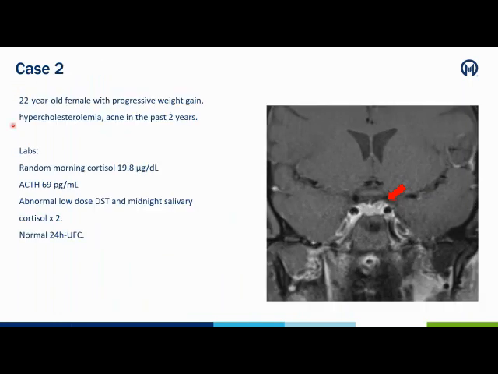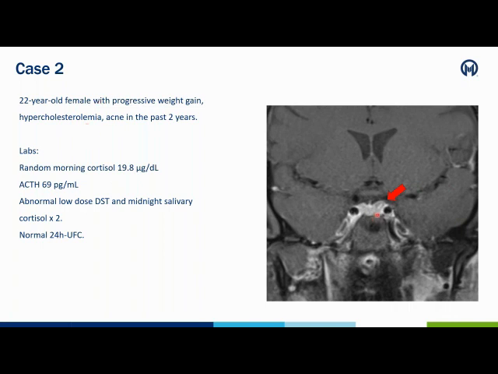This is another similar case, a young patient with progressive weight gain, hyperlipidemia and acne for 2 years, and had a random cortisol that's high normal with the increased ACTH. She did have a very high clinical suspicion and abnormal low-dose dexamethasone suppression test and midnight salivary cortisol, with a normal 24-hour UFC.